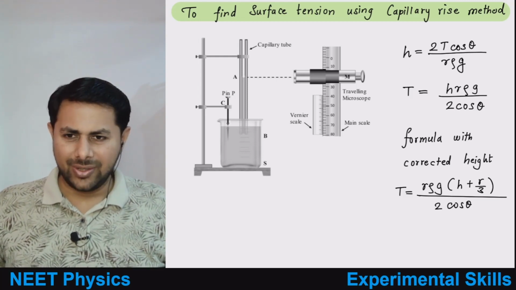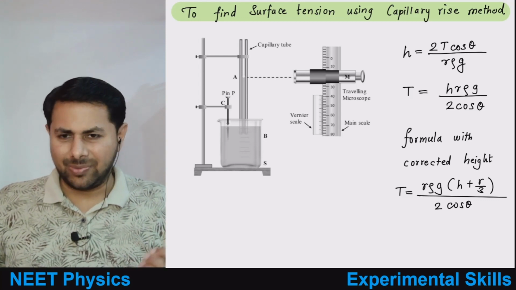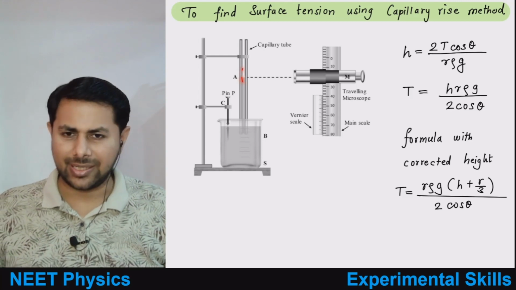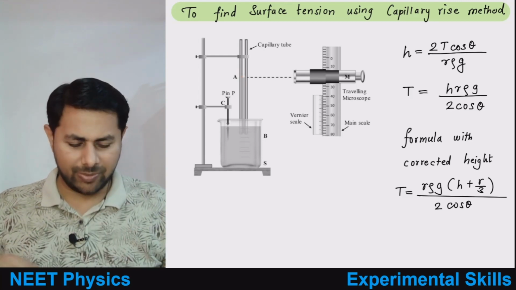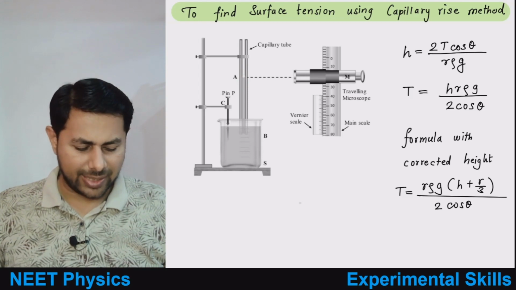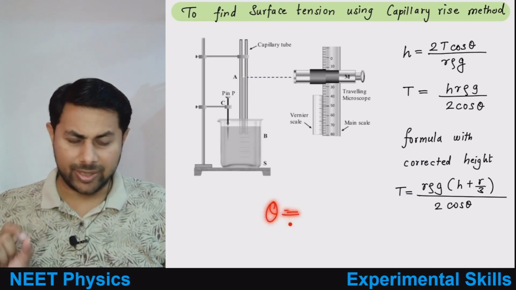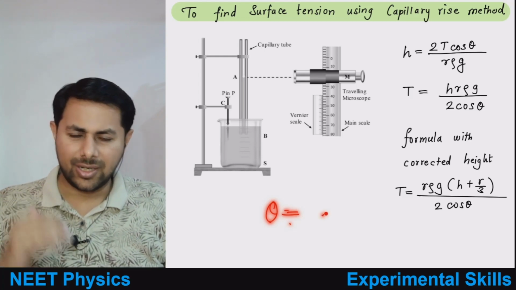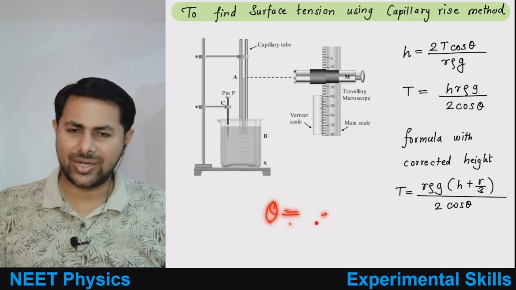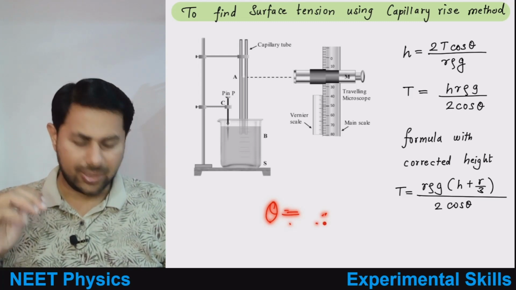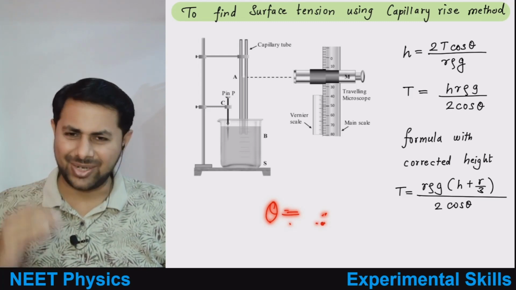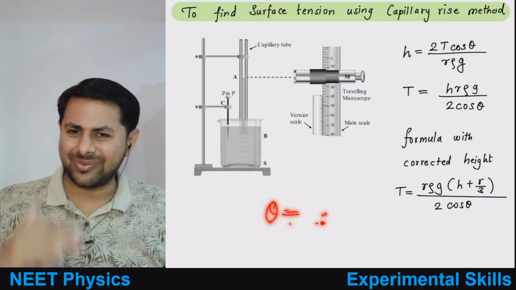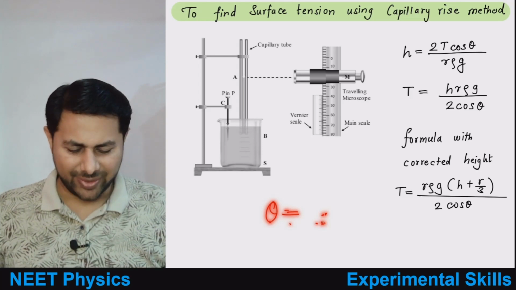Depending upon the wettability of that liquid, if the liquid can wet the solid surface, that means the capillary tube, then it will rise. If it can't wet, then it will fall. That means if the angle of contact theta, you remember that, is small, less than 90 degrees, then it will rise up. If the angle of contact is more than 90 degrees, then the height will fall down.